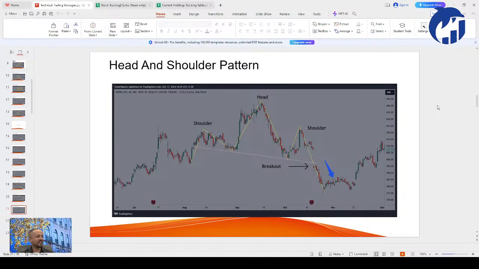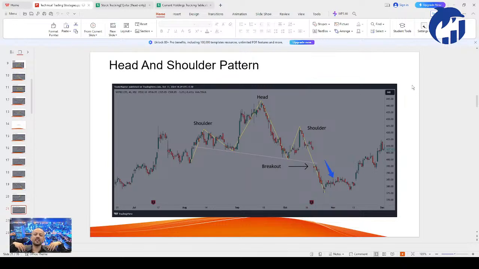People confuse head and shoulders with the head and shoulders shampoo, right? I mean, head and shoulders shampoo is so widely used all across the globe, so people think about the shampoo. But what we are talking about here is the head and shoulders pattern.